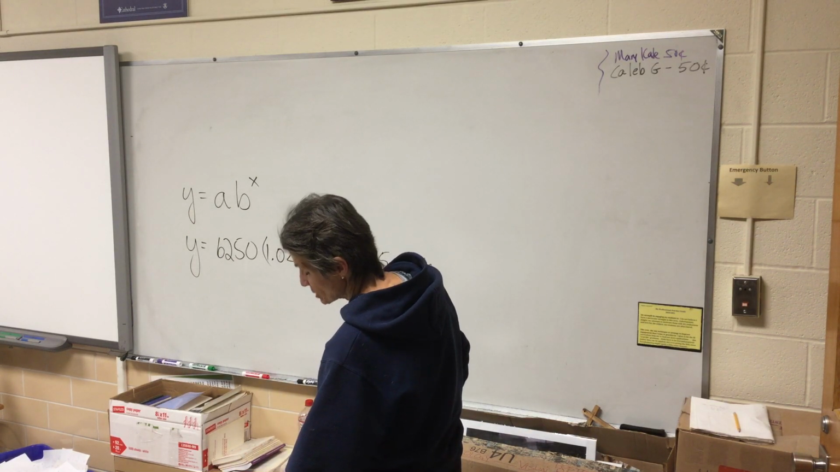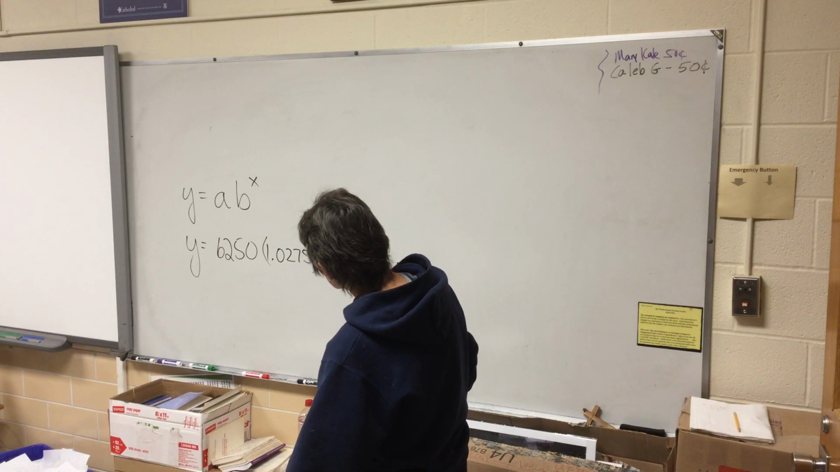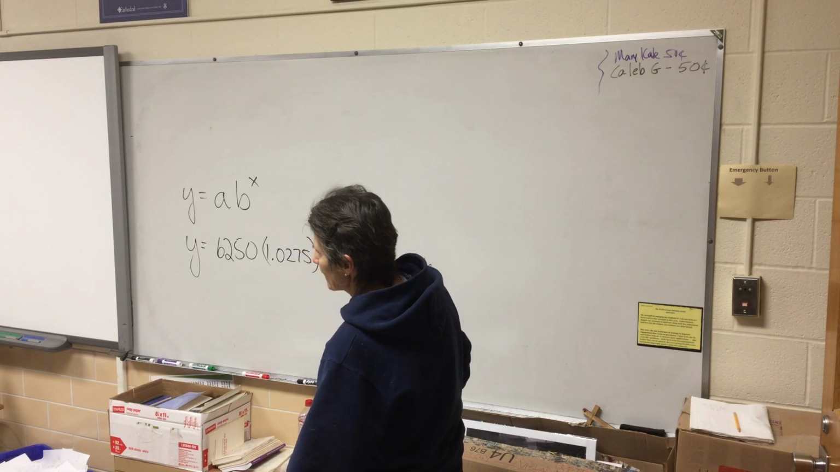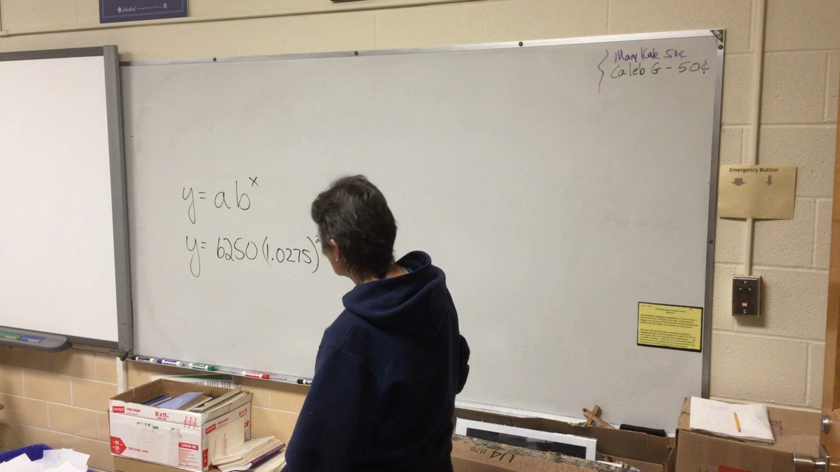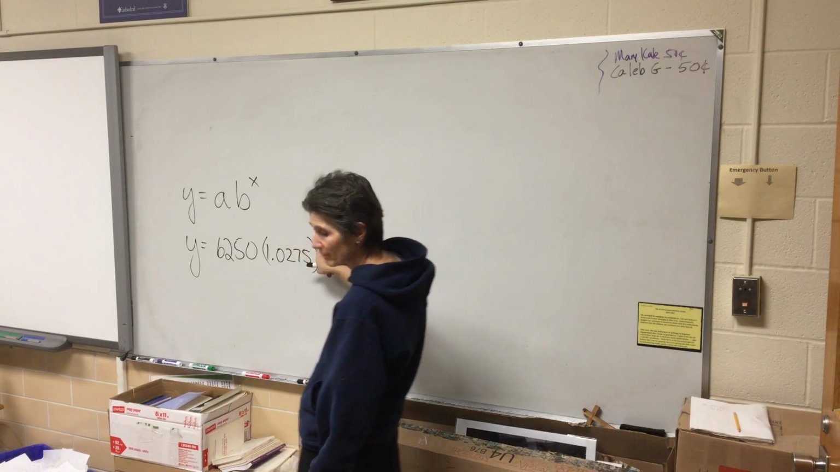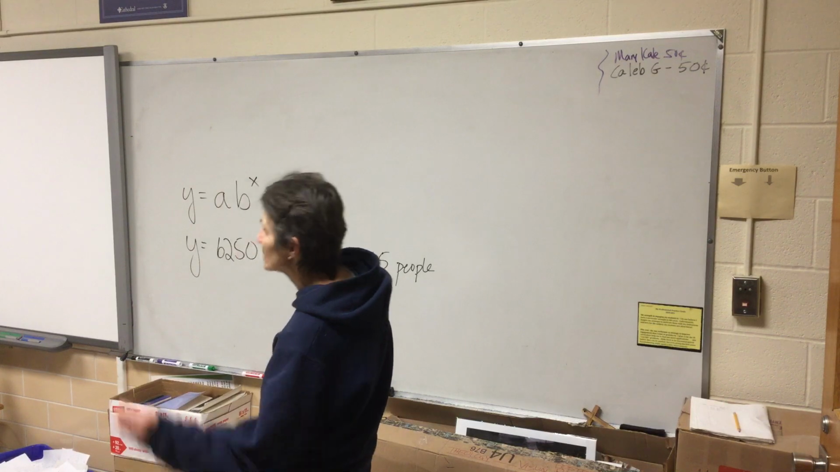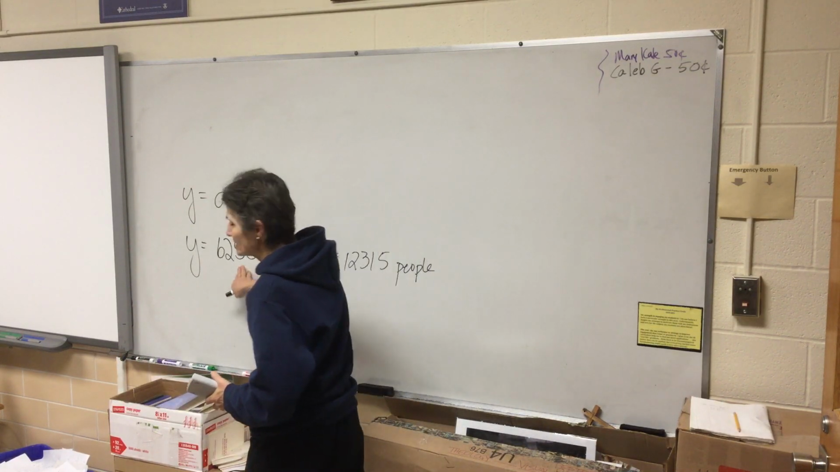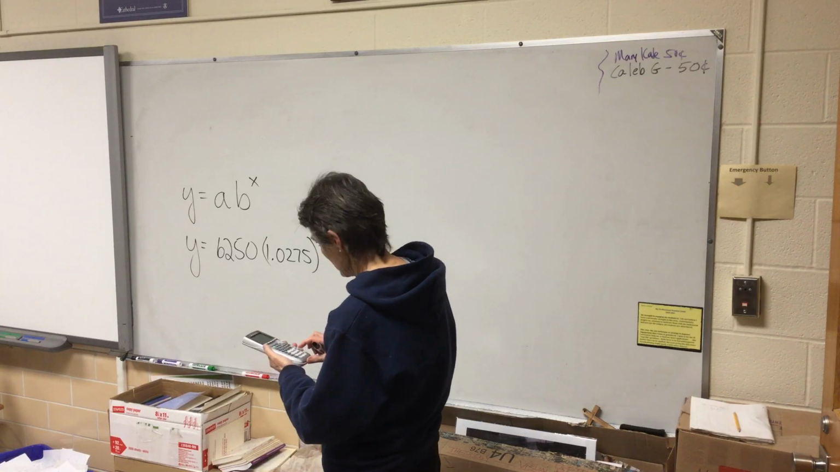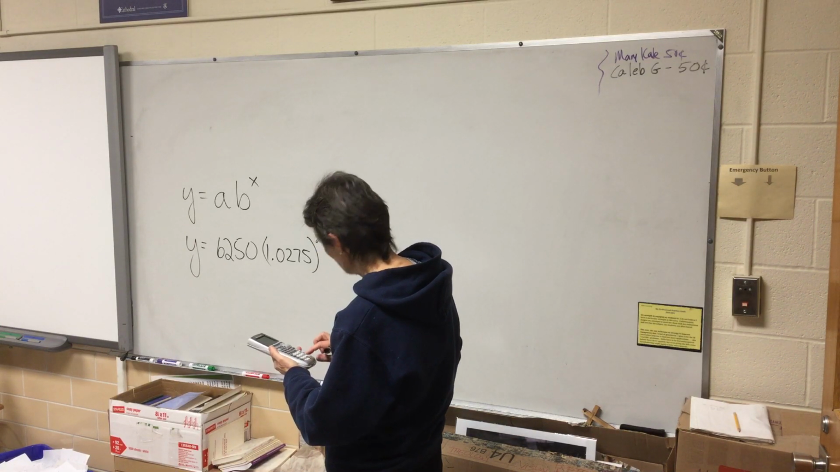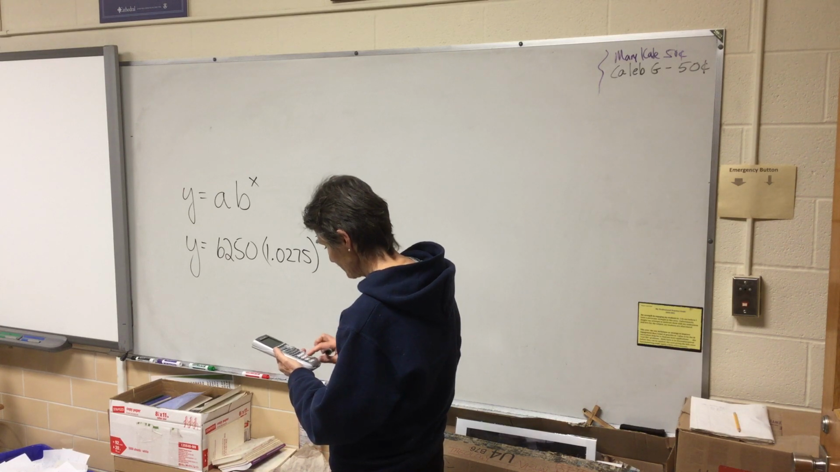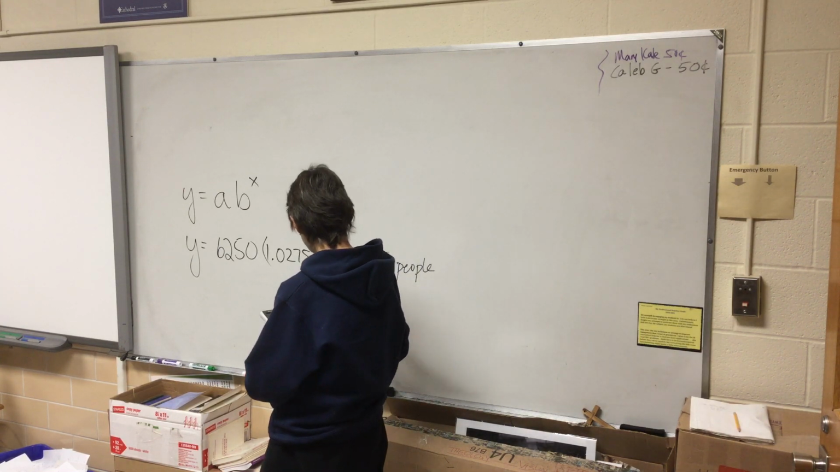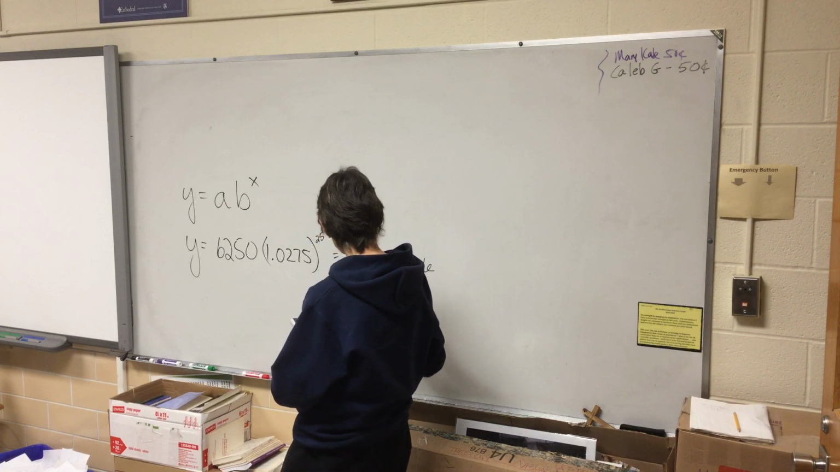Now the second part of that question says 1940. What would I do for 1940? Plug in 50 for X. I do exactly the same thing, only that would be a 50, because 1940 is 50 years past my starting point, which was 1890. So 6250 times 1.0275 to the 50th. So after 50 years, we have about 24,265 people.